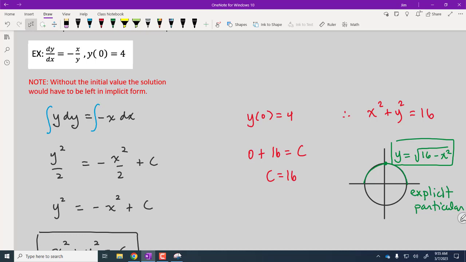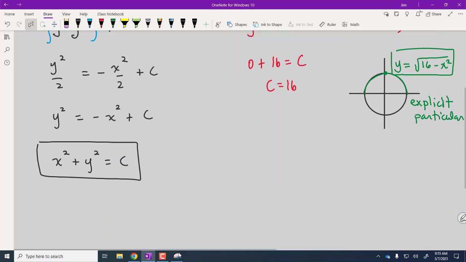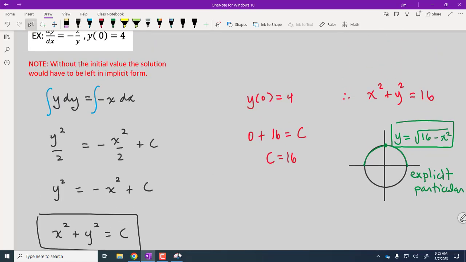Can you, Ryan, put the label on there, like the x squared plus y squared equals c? Is that the implicit general, right? That's the implicit general. That's correct. And then the x squared plus y squared equals 16 is the implicit general. And then this is the implicit particular. And then this is the explicit particular. Yeah.